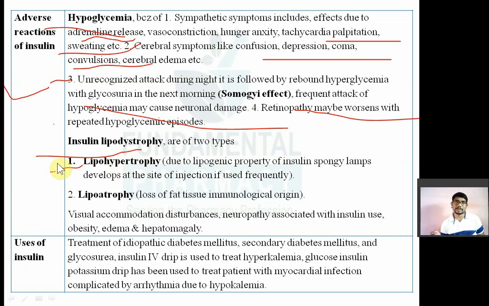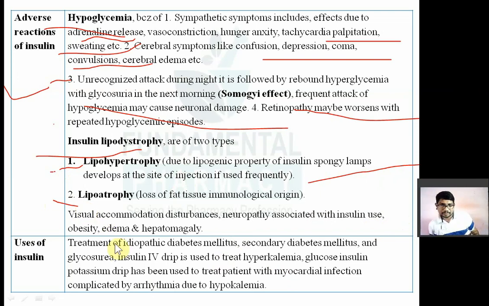At the site where you give the insulin injection, what will happen? Due to its lipogenic property, insulin will increase the lipid level, so at the site of injection there is a development of a spongy lump, a small lump. This is known as lipohypertrophy. Another effect is known as lipoatrophy.